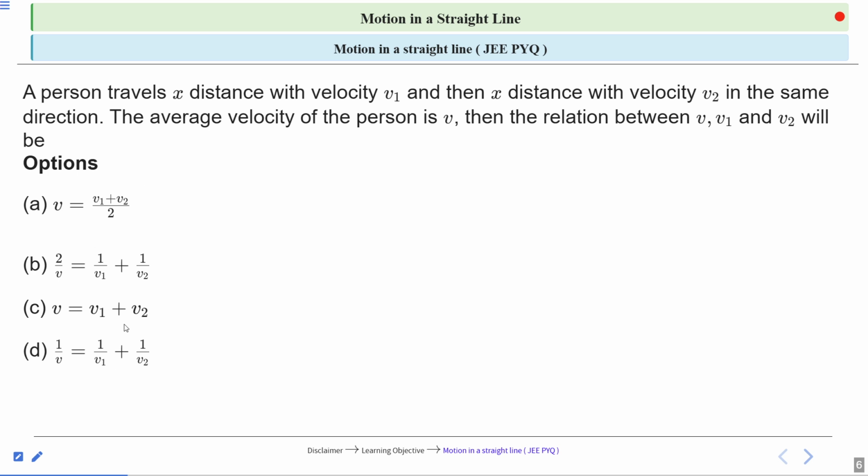The given options: option A is v equal to v1 plus v2 divided by 2. Option B, 2 divided by v is equal to 1 by v1 plus 1 by v2. Option C, v equal to v1 plus v2. And option D, 1 by v equal to 1 by v1 plus 1 by v2. Think about this.